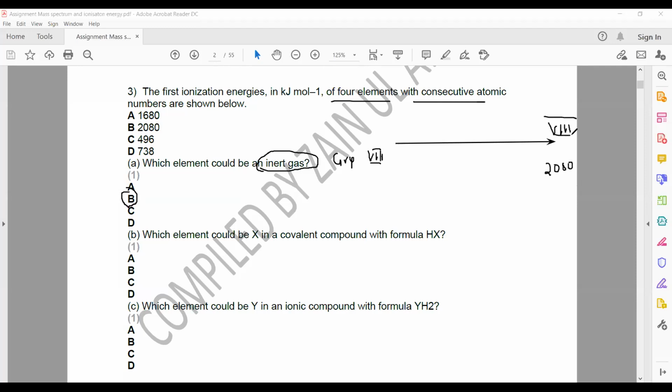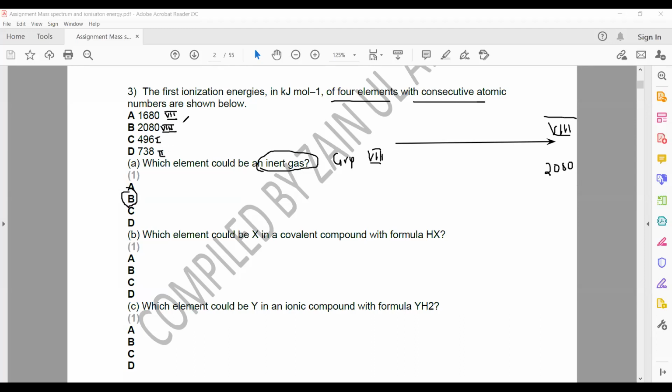And these are successive elements, successive atomic numbers. So this will be group 7. This will be group 7. This is group 8. And after group 8, if I have another successive atomic number, we'll again get group 1, and then it is group 2.